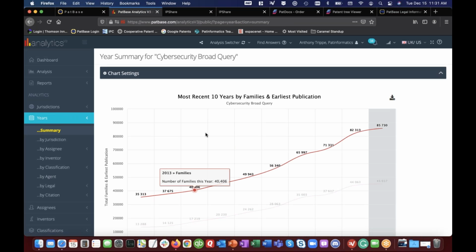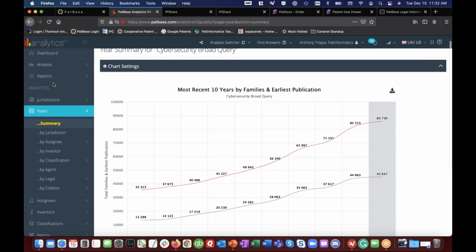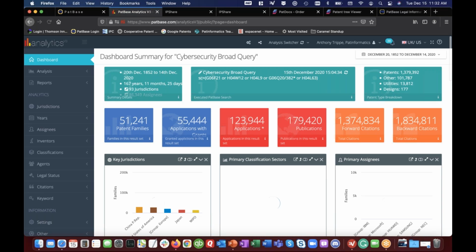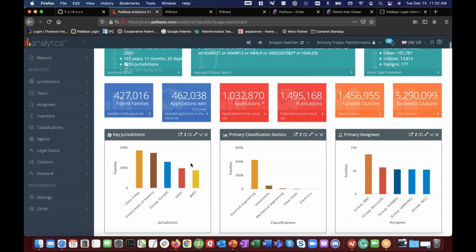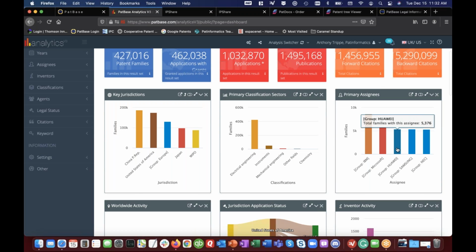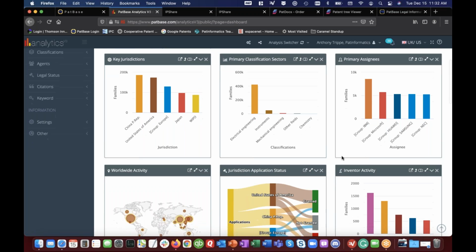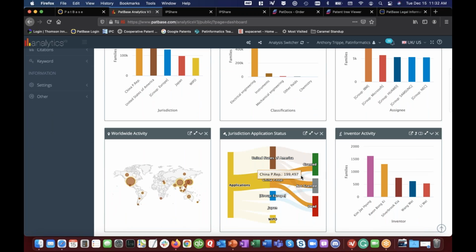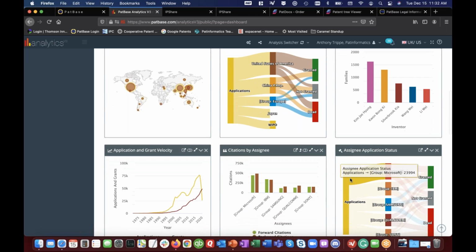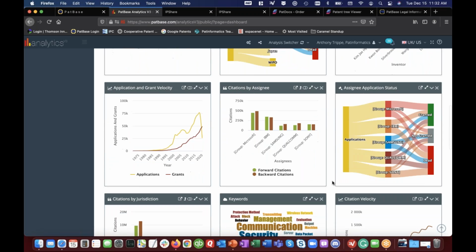and here we go. And now I can look at all of the different additional items here, including my dashboard. And my dashboard now shows all the key jurisdictions overall. It's telling us some of the same information, but here we are now with Huawei and Samsung joining the groups of the primary assignees when you look at it overall, and the worldwide activity and the application status and inventor activity, and just an amazing amount of information that's simply a click away.